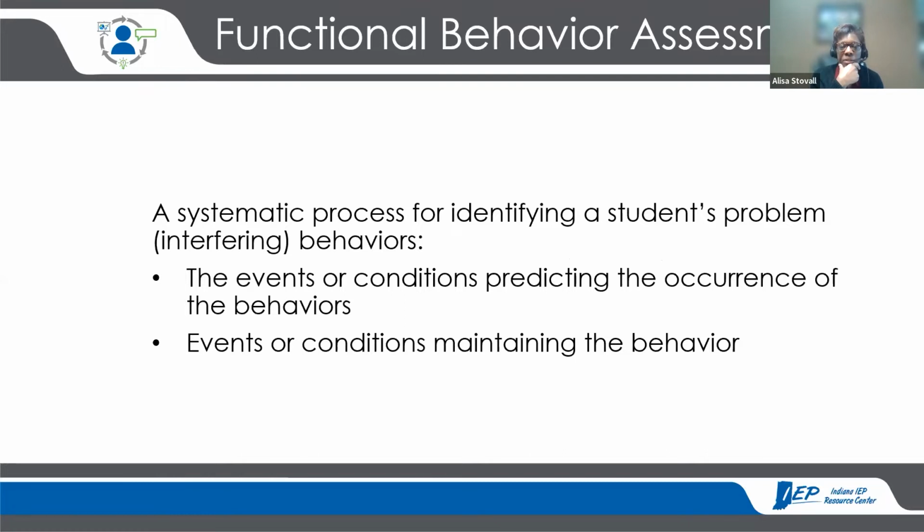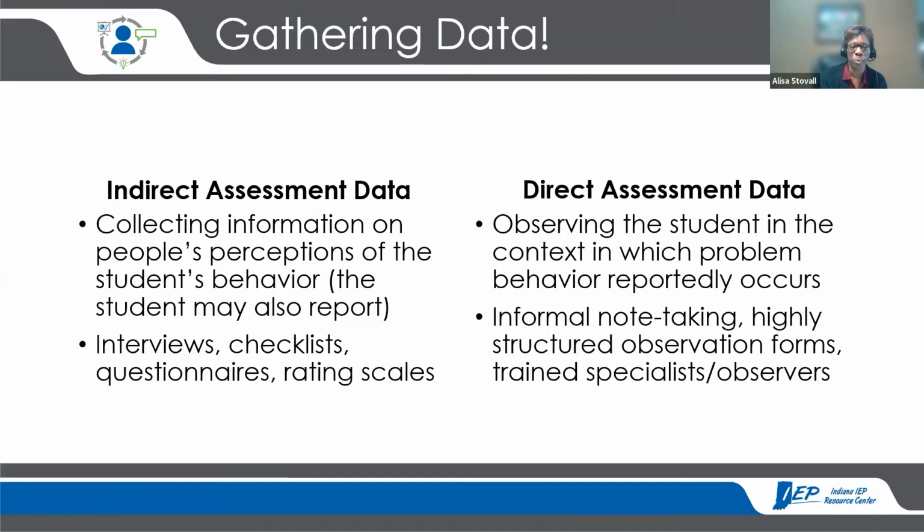So this functional behavior assessment, of course, is systematically identifying the student's behaviors. And not only do we want to look at the conditions or the events that predict it, but we want to look closely at what's allowing this behavior to continue to happen. So we use two strands. We may use indirect assessment data, which means we're going to collect information from people that are around the student, and it's their perceptions. So that might be interviews or checklists or questionnaires or rating scales. And in addition to that, we'll do some direct assessment data collection, which means watching the student across those settings. It can be as informal as note-taking, or it may be a highly structured observation that requires someone with training to use that tool. But there's a whole range of direct assessment tools that might be helpful.